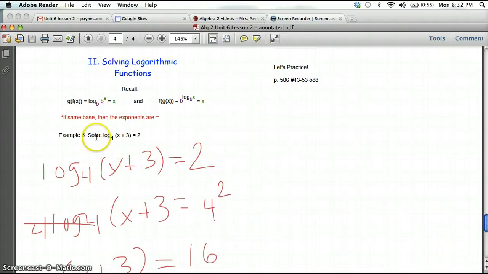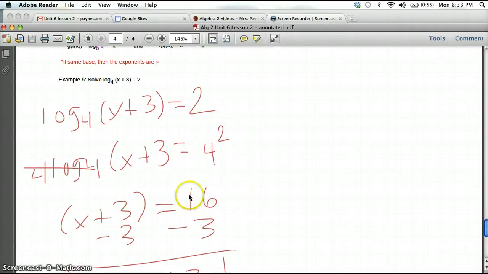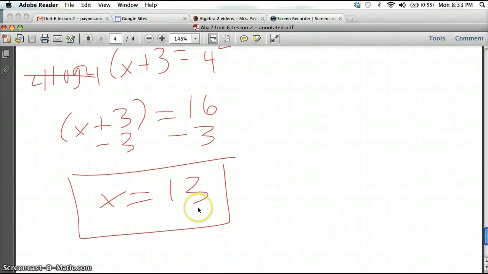Okay, so again here we've got log base 4 of x plus 3 is 2. We want to get rid of this log base 4 to go ahead and solve. So we're going to use a base of 4, but what we do to one side we have to do to the other side. So we've got 4 squared on the other side. So x plus 3 is equal to 16. You're going to subtract 3, and you get x is equal to 13.